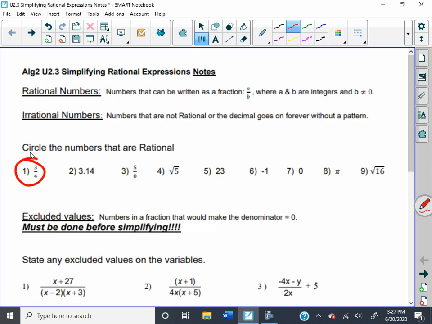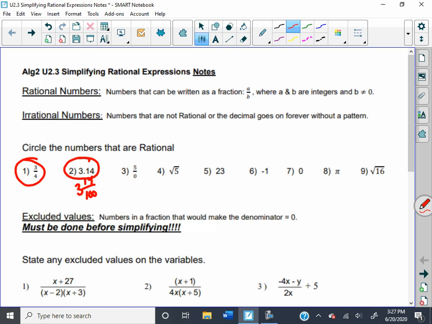Number 2, 3.14. Well, it's a decimal and it stops. And if you remember, 3.14 is 3 and 14 hundredths. The 4 is in the hundredths position, so that's 3 and 14 100ths. And since that is a fraction, that means 3.14 is also a rational number.